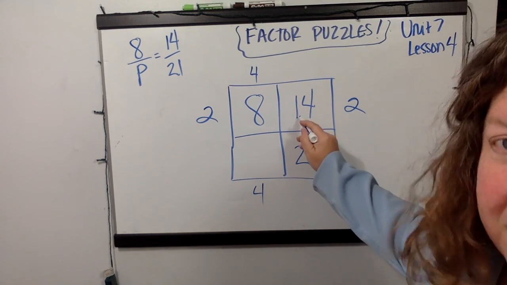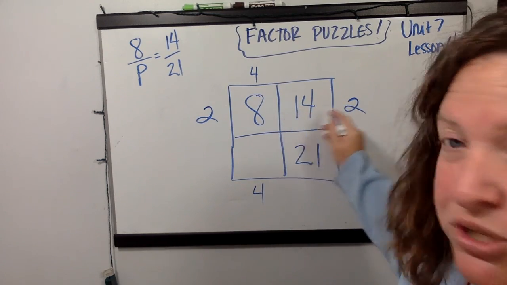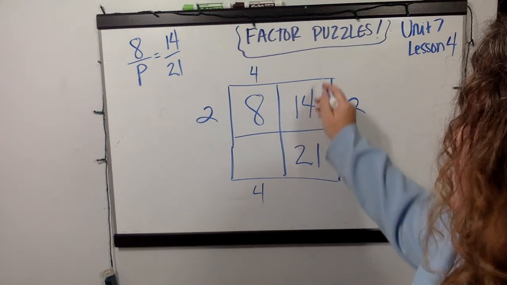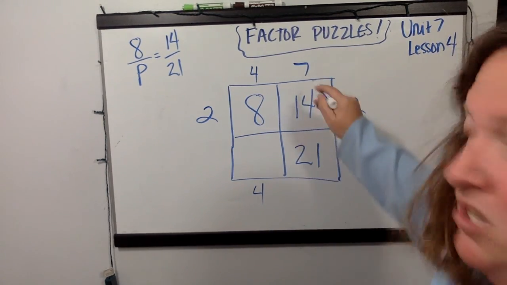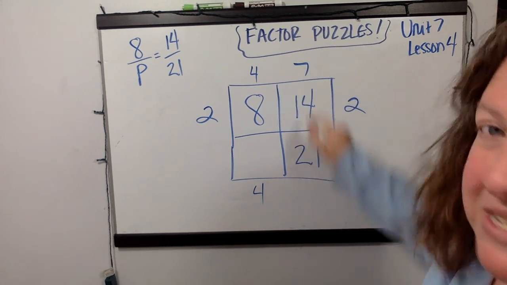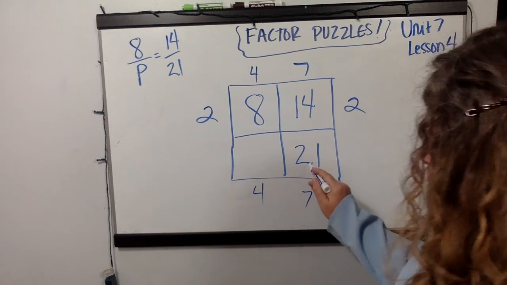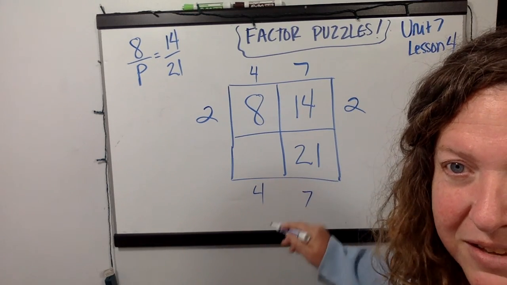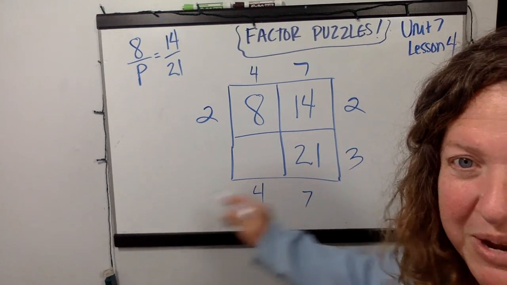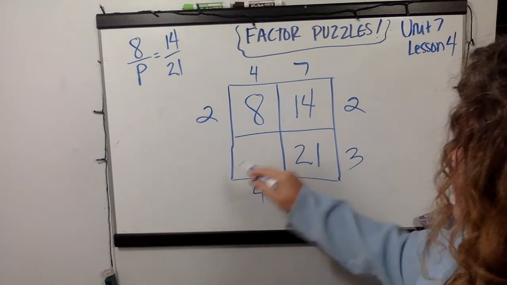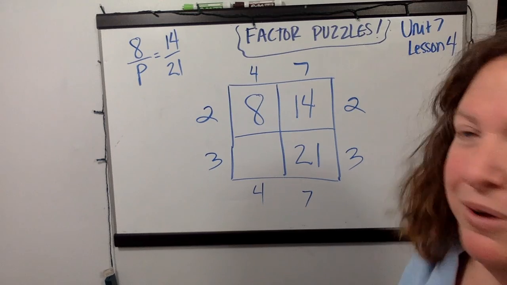Now we're at 14. It's in the 2 row. 2 times what gives us 14? Well, 7. So it's going to be in the 7 column. 7 times 2 is 14. So if it's in the 7 column, then the bottom number is also in the 7 column. Now we're down here. 7 times something gives us 21. Well, we must be in the 3 row, because 7 times 3, where 7 and 3 cross, is 21. So if it's in the 3 row there, it's in the 3 row there.